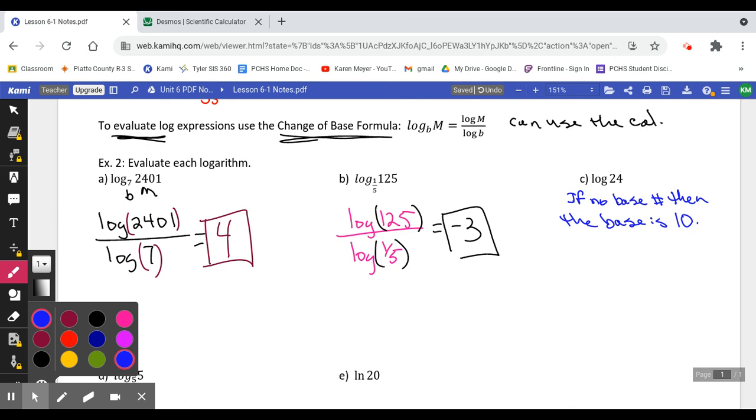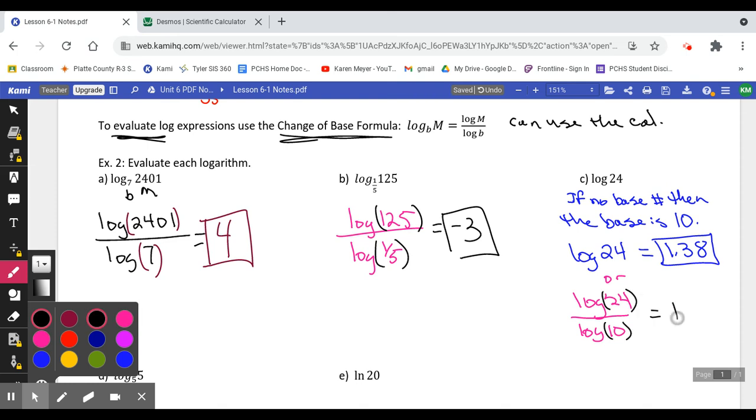If the base is 10, you don't even have to use the change of base formula. You can just hit the log button on your calculator, type in 24, equals, and you get a decimal, which is 1.38 when I round it. If you forget that, you could just hit the log button. You could also do the change of base formula. You just have to remember that the base number is 10, and it will still give you the same answer as above.